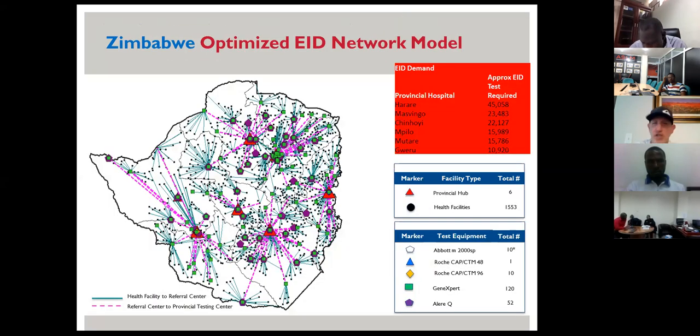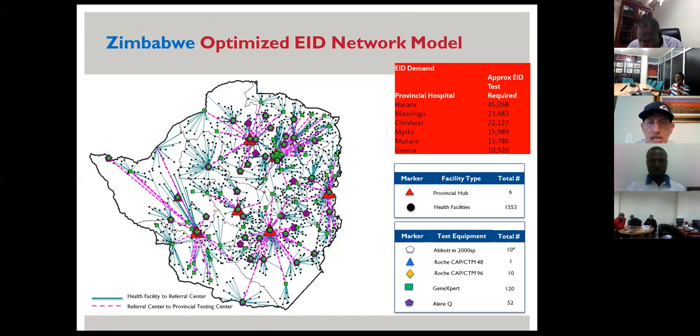And this is what the software developed in response to the current instrument footprint. What we did is we looked at the pregnancy rates within each one of the sites and the EID demands, and we had the software develop sample transport linkages to labs that would potentially provide EID services.